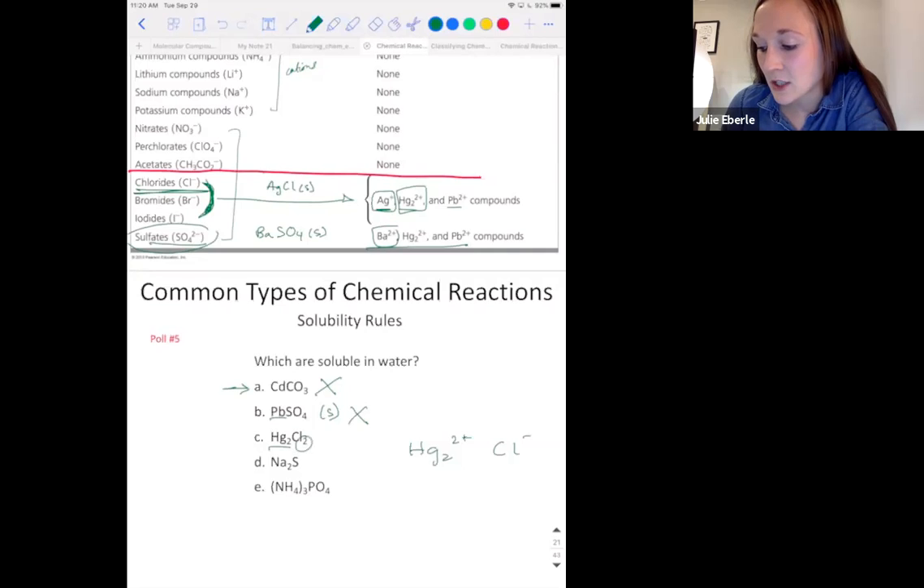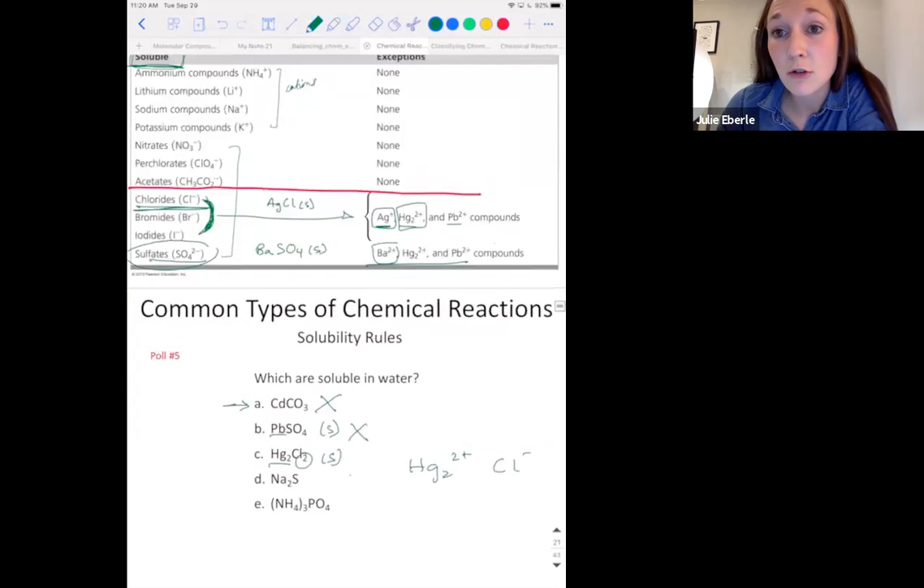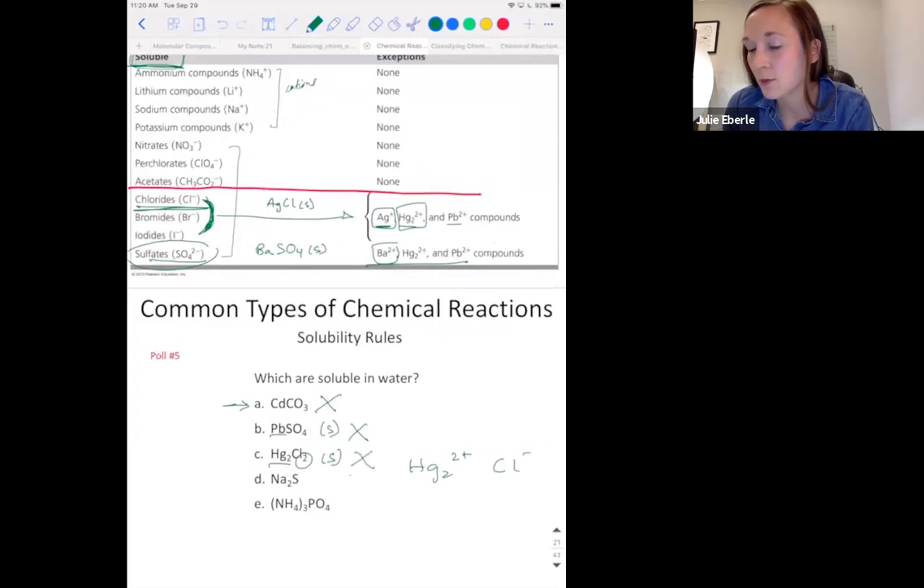So because Hg2 2+ is the cation, this one is going to form a precipitate because it's an exception. Usually chloride is soluble if it's the anion. Those compounds are soluble, but because our cation is Hg2 2+, it will not be soluble in water. It'll be a precipitate. Okay, and if people have questions on this as we go, 50% of the class said it would be soluble. So don't hesitate to ask me or tell me you're confused if this is not clear.